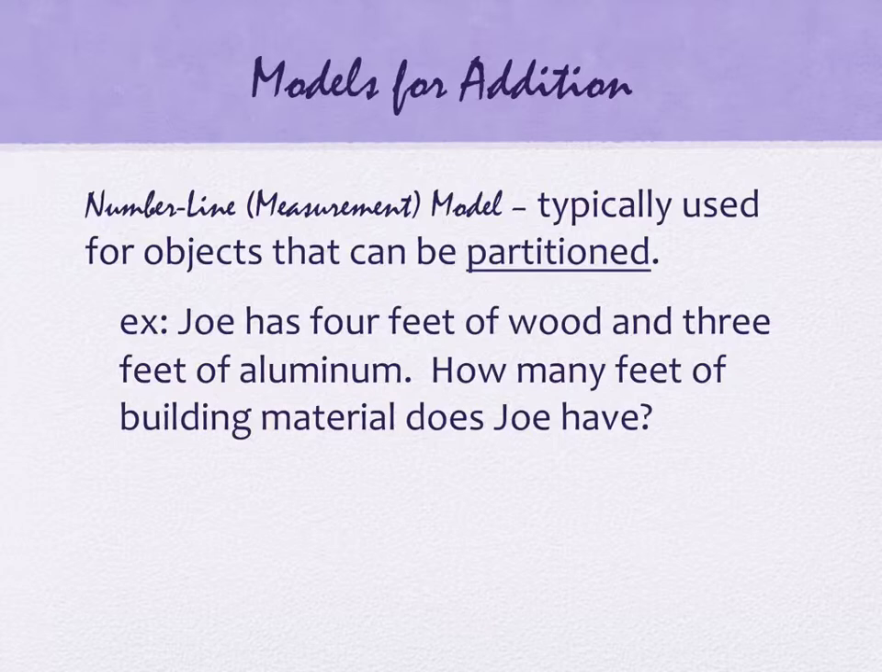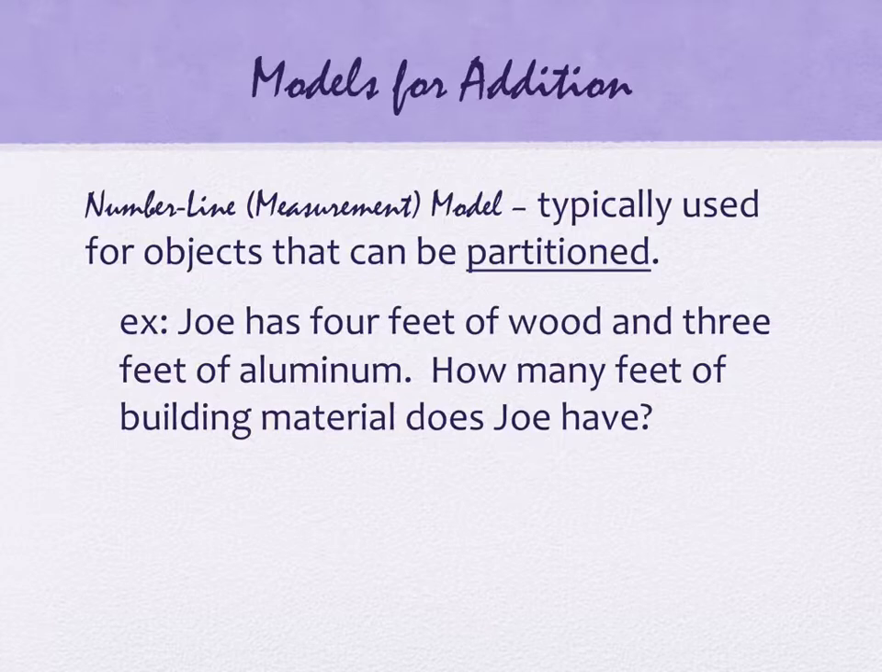The second model is called a number line or a measurement model, and it's typically used for objects that can be partitioned, broken into pieces. So we're not breaking them into pieces, we're still using whole numbers, but it's an object that makes sense when you talk about half of it. For example, Joe has 4 feet of wood and 3 feet of aluminum. How many feet of building material does Joe have? So while I'm not dealing with 3.5 feet of something, we recognize that that's a real thing, right? I could really talk about 3.5 feet and it would make sense, but if I talked about 3.5 humans, that no longer makes sense, right?